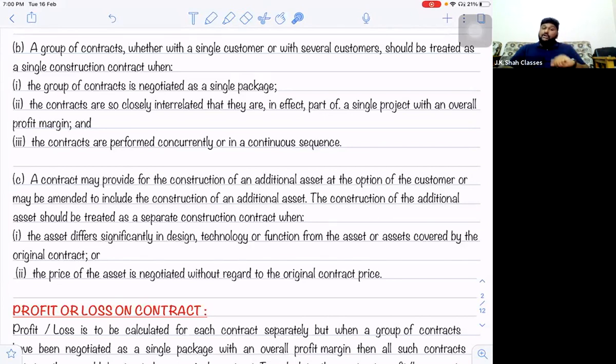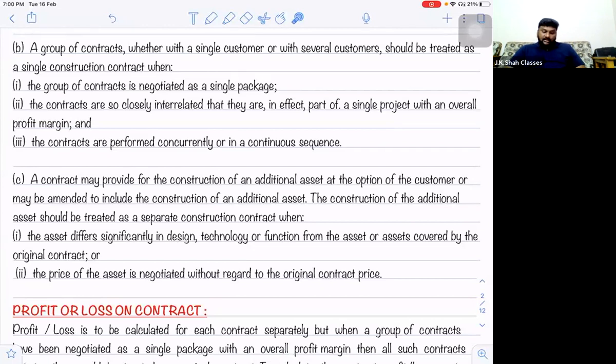But on the other hand, if the contractee says that you construct that 15-floor building, but there is a vacant land over here, you please construct a G+2, that is ground plus 2 bungalow for our supervisor. Now, can I say this bungalow is different from the original asset in terms of specification, in terms of size, everything? Can I say it is completely different? In that case, this separate building that you have to construct for your supervisor will be taken as an additional asset, a separate asset, and a separate construction contract.